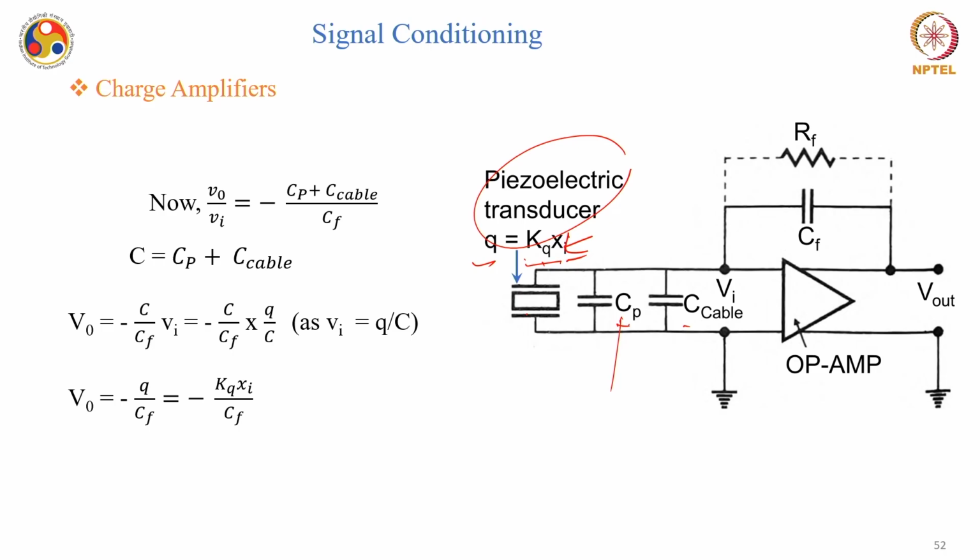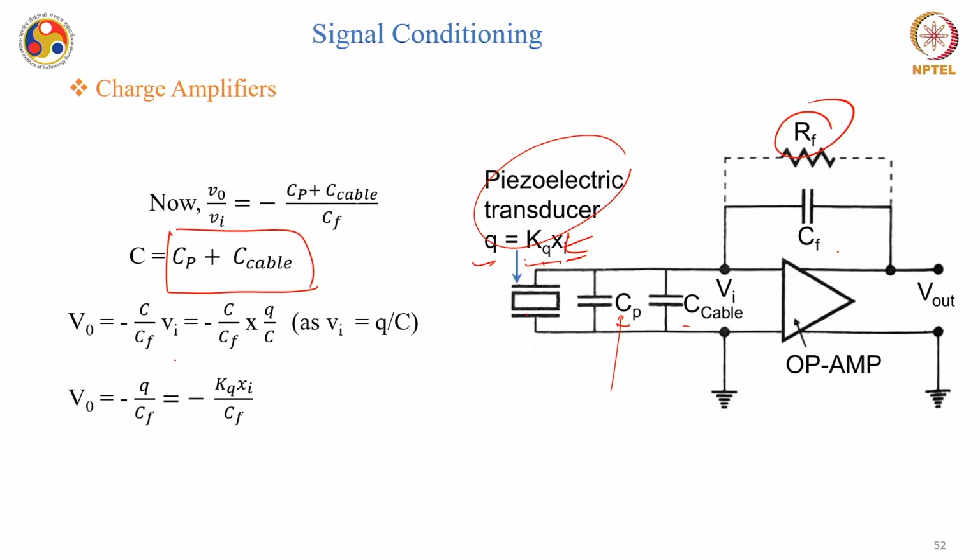Okay, so in this case you can see that V naught by Vi can be written as minus (Cp plus C cable) by Cf, where Cp is the capacitance due to this piezoelectric transducer, and C cable is the parasitic capacitance because of the cable and other things. Okay, and Cf is the feedback capacitance. I will come back to this resistance later on, but right now I am considering only Cf. So V naught by Vi is equal to minus (Cp plus C cable) by Cf, or say I am calling this Cp plus C cable as C. In that case V naught is equal to minus C by Cf into Vi.